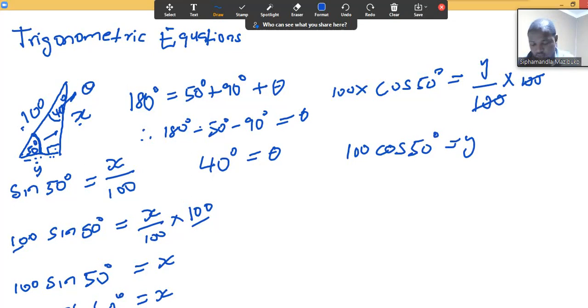On the calculator we have 100 times cos 50 degrees, which gives our side here as 64.28. Sorry, not degrees, this is a side length, so y is equal to 64.28. That is how we can work on these problems. Let's try to do our next one.